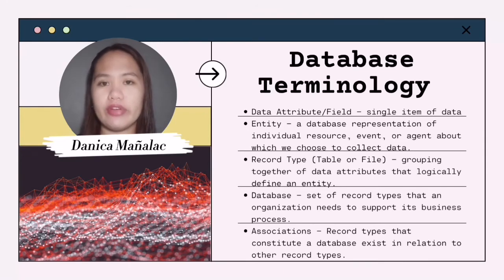There are two types of entity. First is the physical entity, which includes the inventories, customers, and employees. And the second is the conceptual entity, which are the sales, depreciation, expense, and accounts receivable.